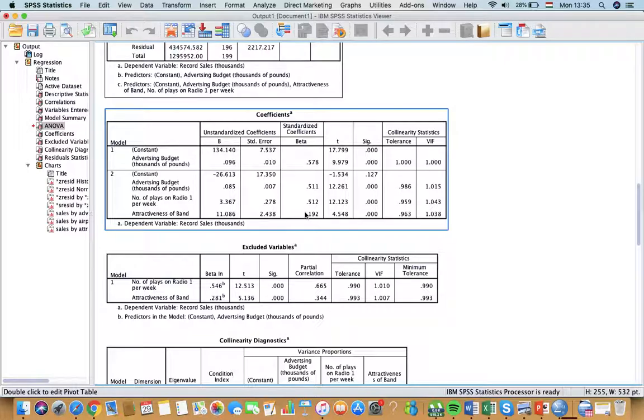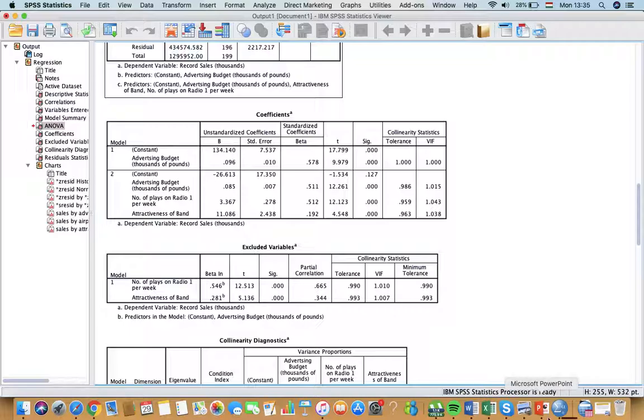This means the number of standard deviations the outcome will change as a result of one standard deviation change in the predictor. You will understand it soon. So look at these beta values. You see that the advertising budget is 0.511, and the number of plays on radio is very similar to it, and this is different, the attractiveness of the band. So how do we interpret this?